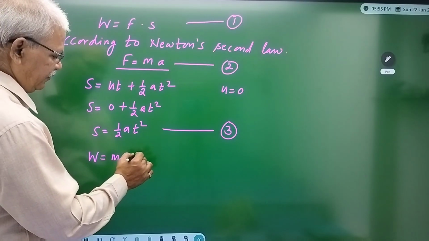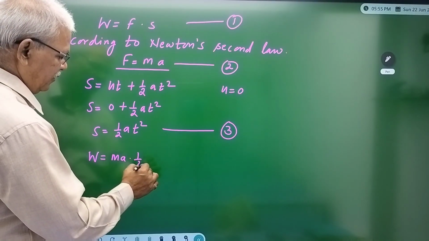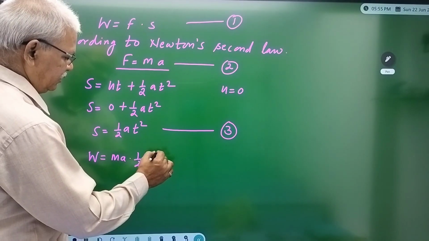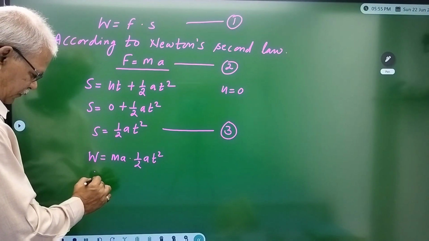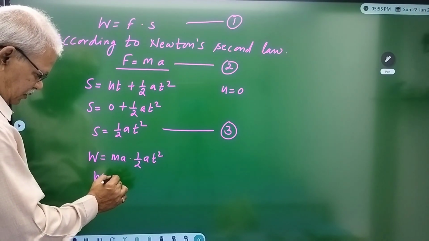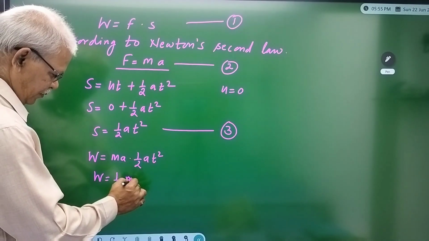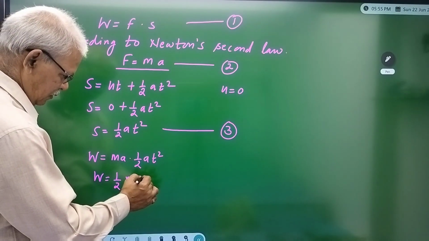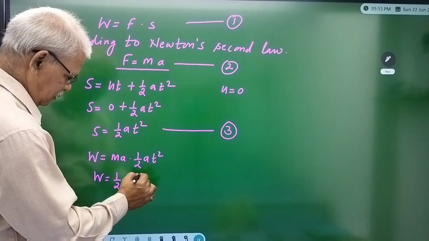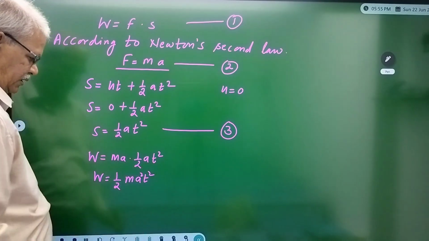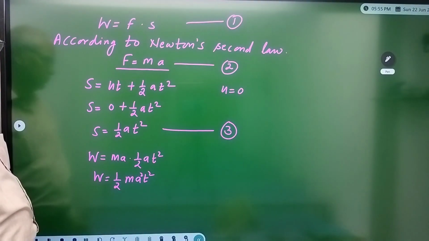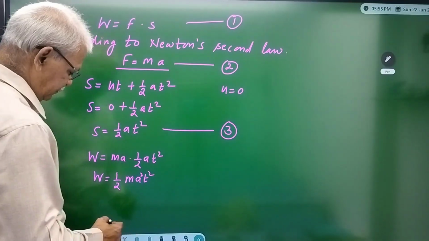Instead of s, we will write here half a t square. Therefore, the work done will be half m a t a square. Okay.